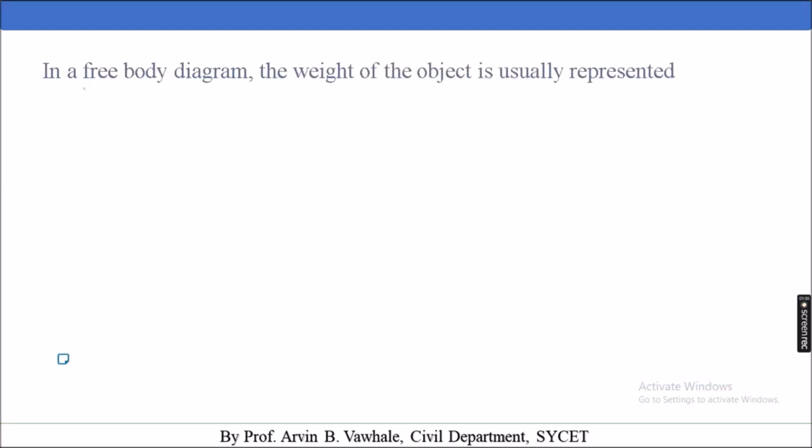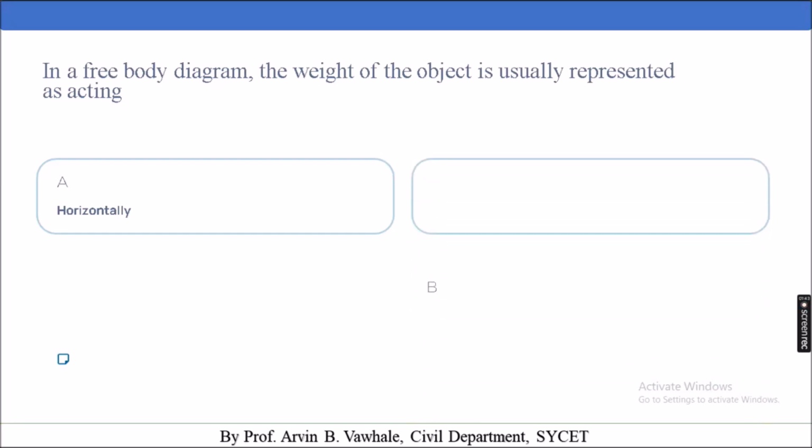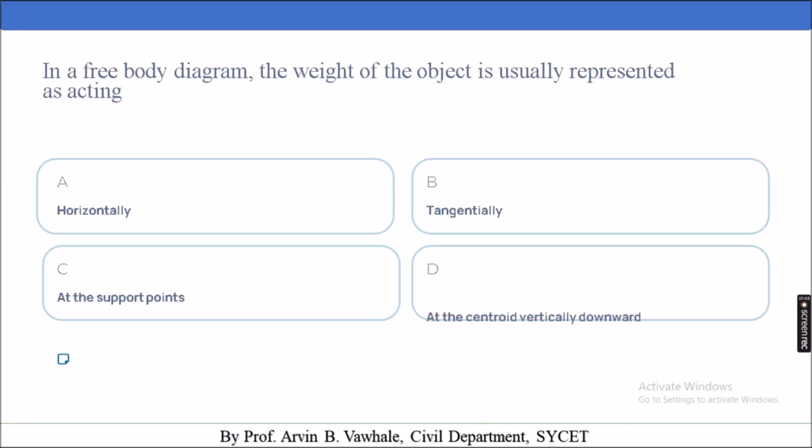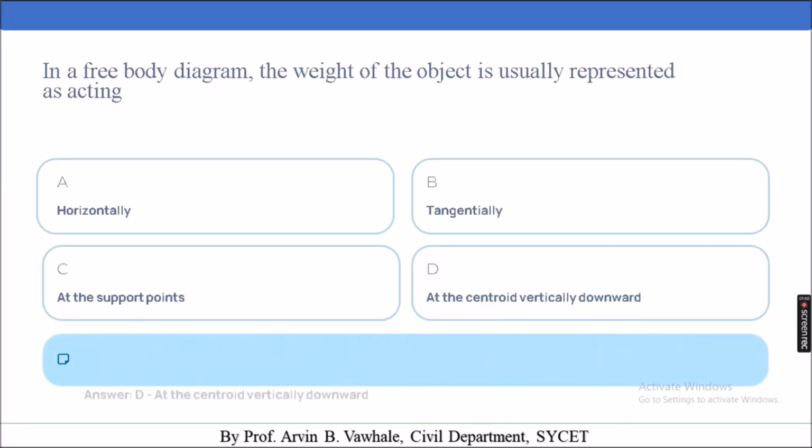In a free body diagram, the weight of the object is usually represented as acting: option A, horizontally; option B, tangentially; option C, at the support points; option D, at the centroid vertically downward. Answer: D, at the centroid vertically downward.